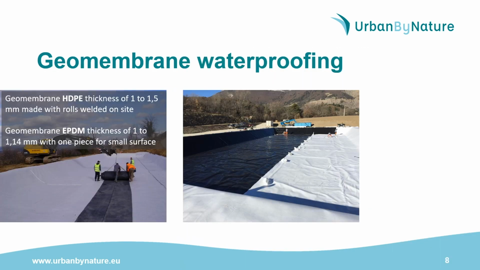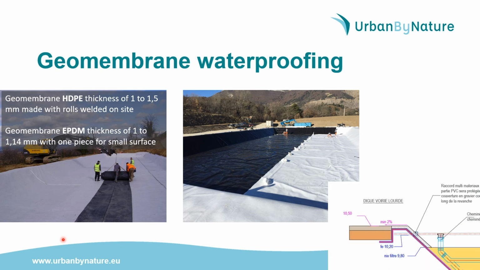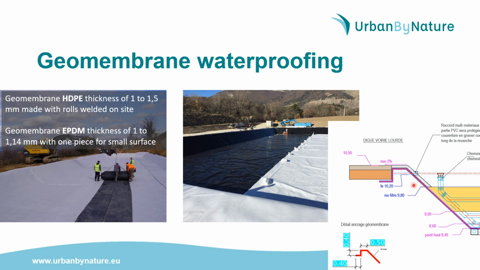Next comes the waterproofing of the basins, which involves installing a geomembrane sandwiched between two layers of anti-puncture geotextile, as you can see here. And the geomembrane could be made of HDPE with walls welded on site, or with EPDM in one piece for small surfaces. The geomembrane is preferentially anchored in the embankments, as shown in this section.